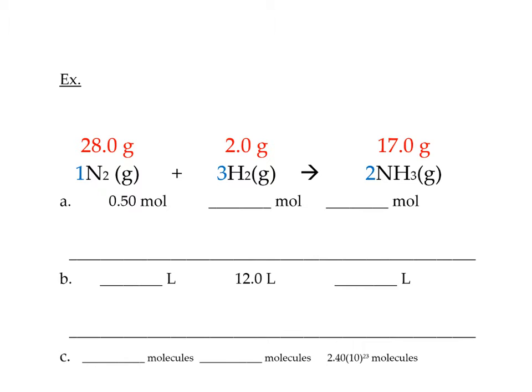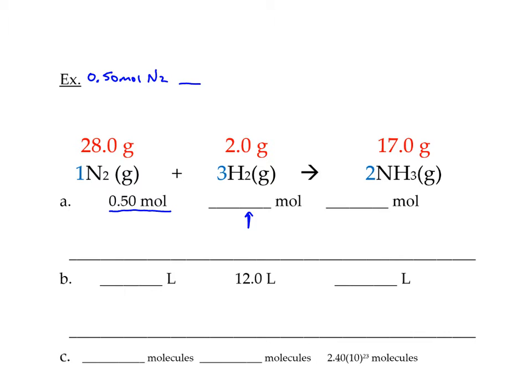Now we're going to look at stoichiometry in detail, as seen from conversion factors. Let's suppose you had 0.5 moles of nitrogen. You want to know how many moles of hydrogen you need. To use conversion factors, you would start with the one you know, which is 0.50 moles of N2.